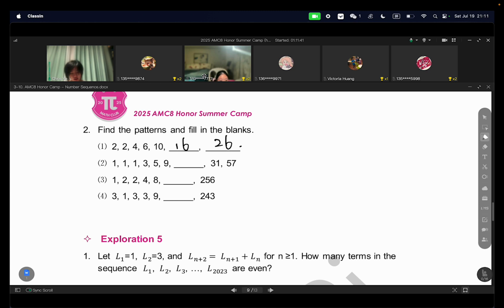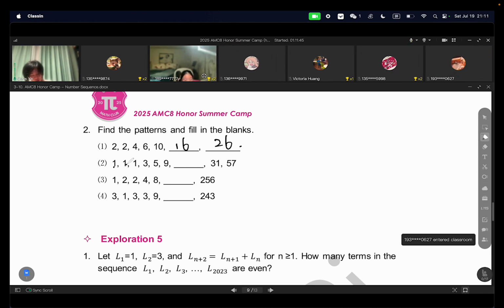If not, then let's move on to the different types. So for this one, we can say 1 plus 1 plus 1 equals 3, and 1 plus 1 plus 3 equals 5. This means that we're going to be adding up the three previous numbers. So for this term, it's going to be 3 plus 5 plus 9 equals 8 plus 9, and that's going to be 17. And you can double check with the numbers after.